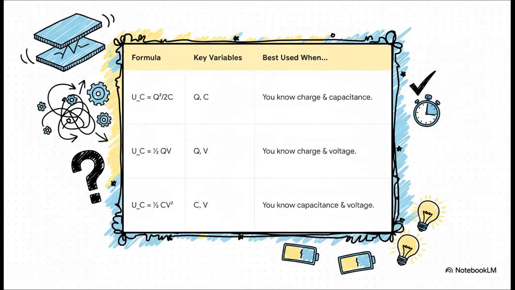So why have three? Well, it's all about being strategic. As you can see here, the best formula to use really just depends on the variables you're given in a problem. Choosing the right tool from the start isn't just about saving time, it's about minimizing the number of steps you have to take, which seriously reduces the chance for a calculation error.